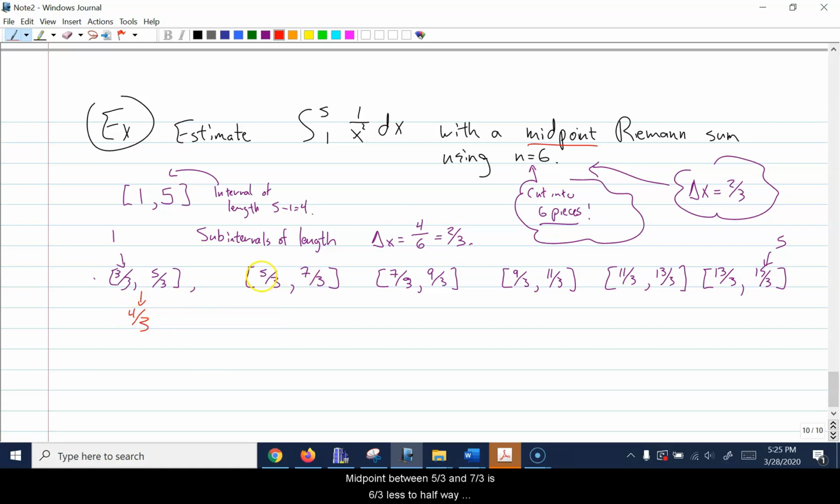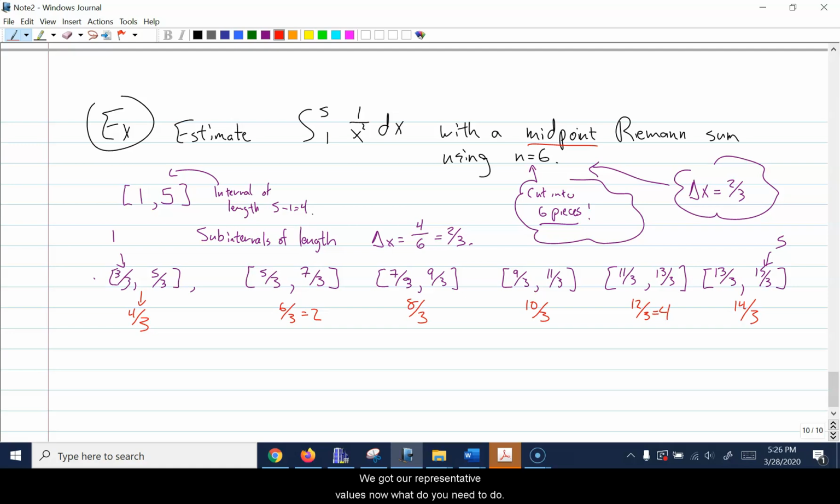The midpoint between 5/3 and 7/3 is 6/3. Well, that's 2. Halfway between 7/3 and 9/3 is 8/3. That's 2 2/3. Halfway between 9/3 and 11/3 is 10/3. Halfway between 11/3 and 13/3 is 12/3. Well, that's 4. And halfway between here is 14/3. We got our representative values.